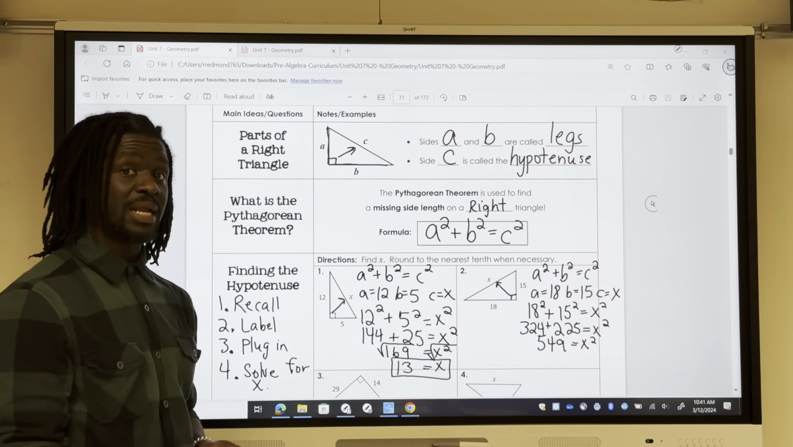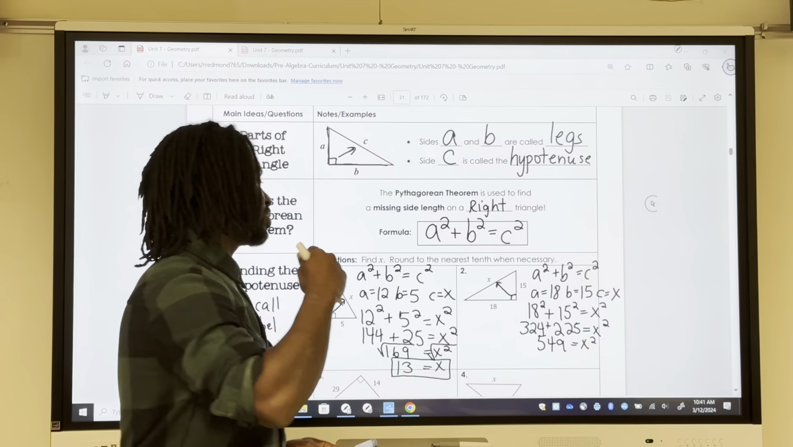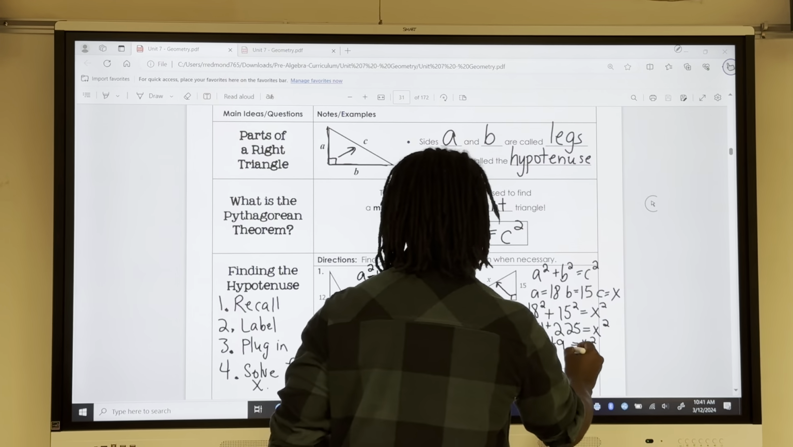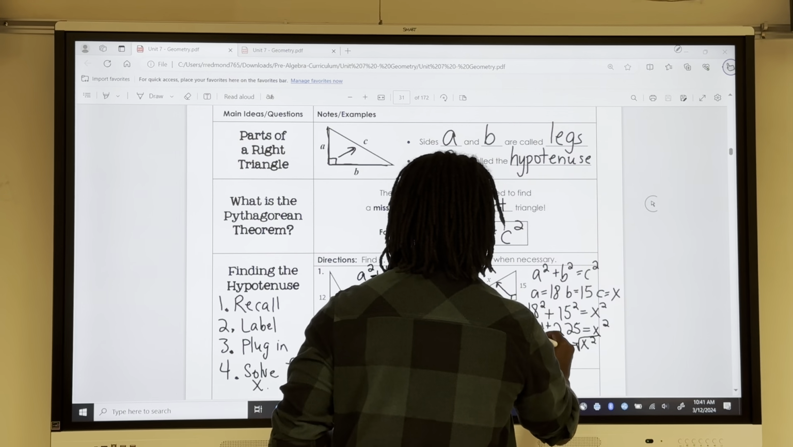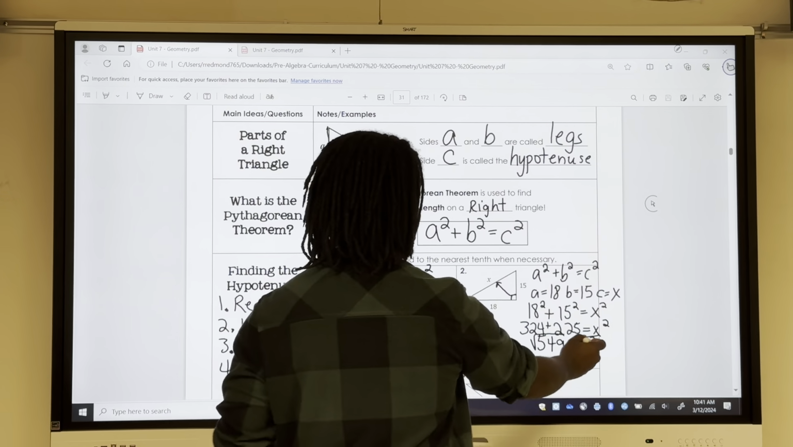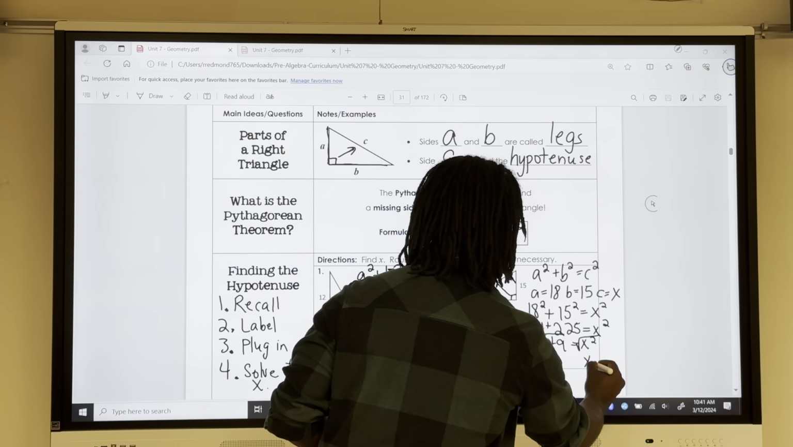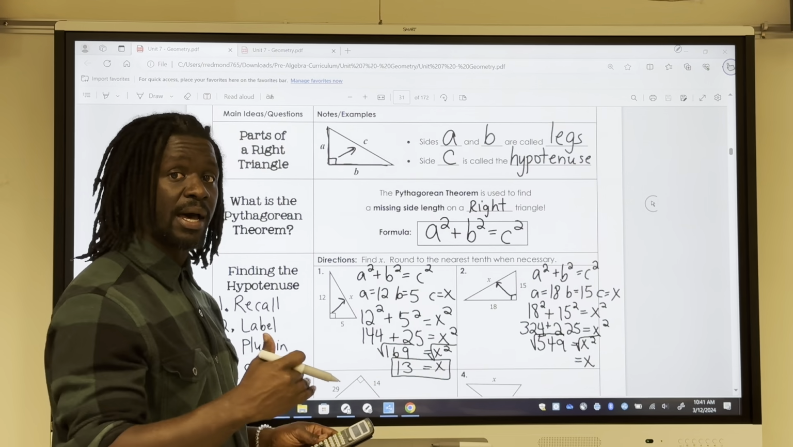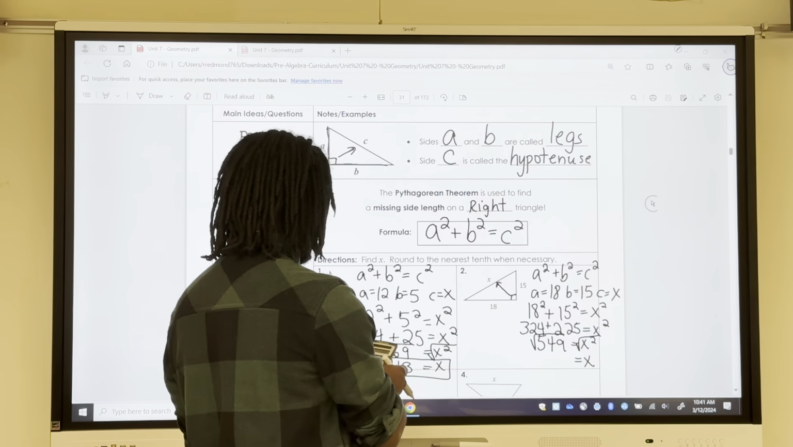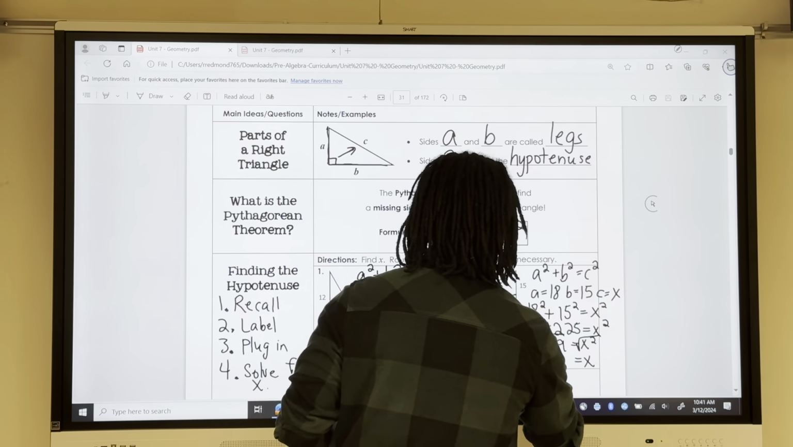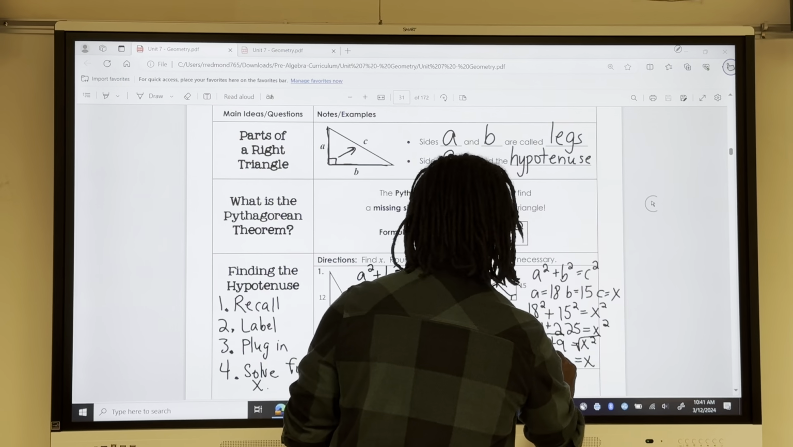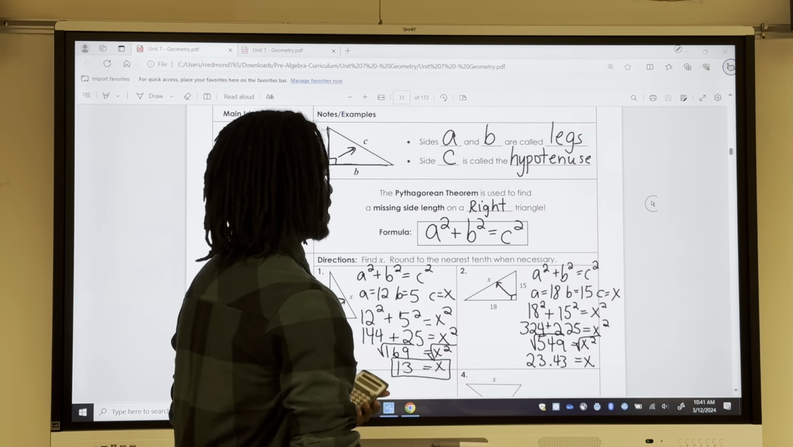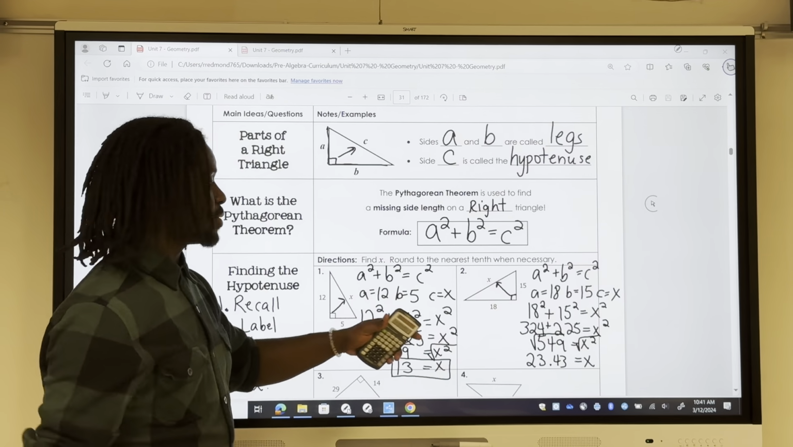And so now to get rid of that square, because I'm just trying to figure out what that length is for x, I'm going to do the square root of that. That's going to get rid of the square, and it's just going to leave me with x. And so now I have to do the square root of 549. So do the square root of that, and that is going to give me 23.43, and then a bunch of other numbers.